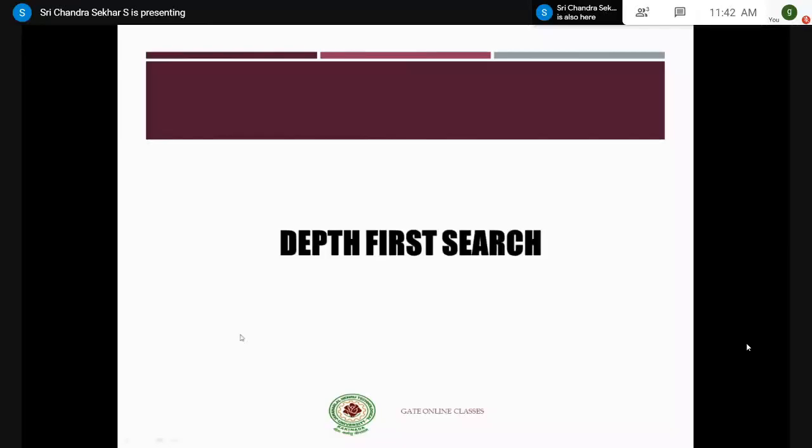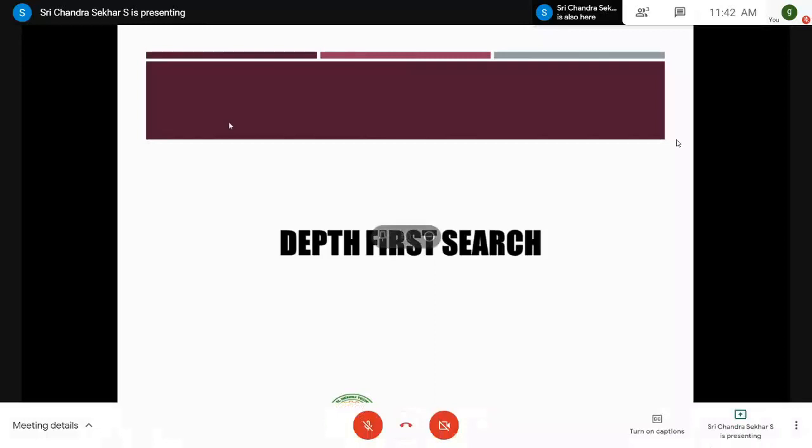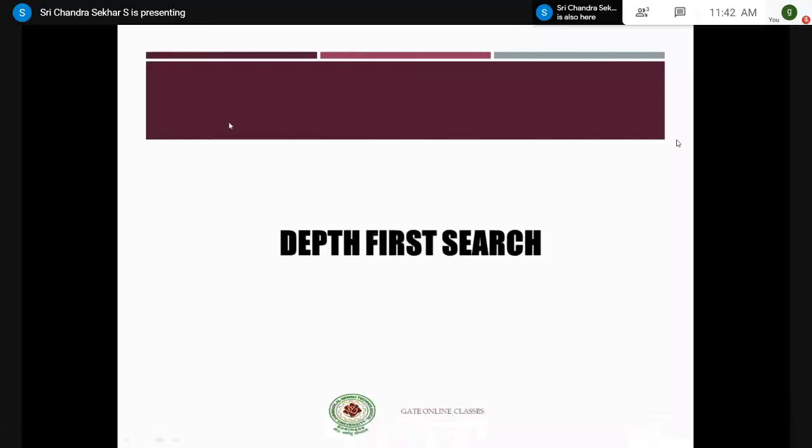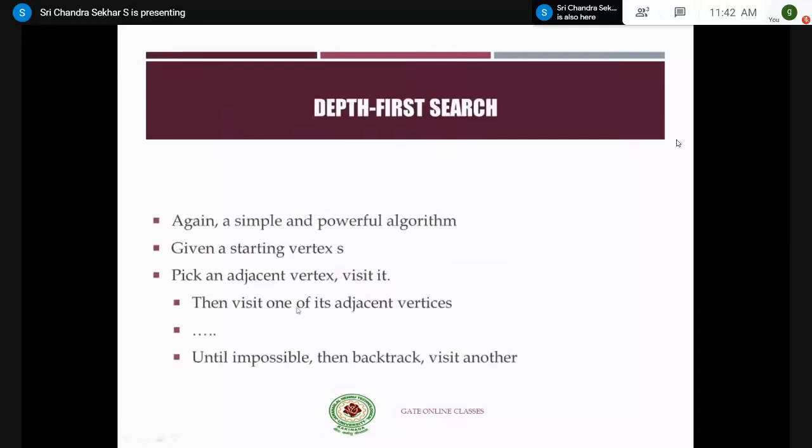The next algorithm is depth first search. As I told, the depth first search algorithm is also one of the simplest algorithms, and we have a few examples of this DFS which we will see in a few minutes. And it is again a simple and powerful algorithm.